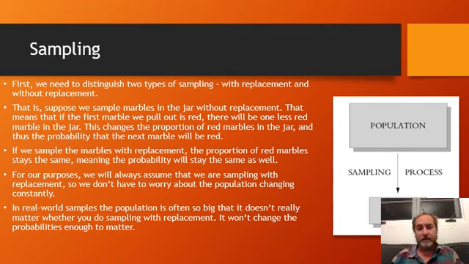Sampling with replacement, sampling without replacement. So what does that mean? Back to our marbles in the jar. What happens if we sample marbles from the jar without replacement? What that means is we pull a marble out, it's red, and we set it aside. Now when we make our second draw, there's one less red marble in the jar, and all of a sudden the proportion of red marbles has changed. So the probability that the next marble will be red has changed.